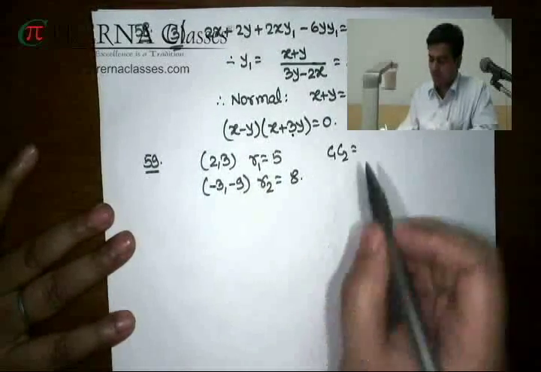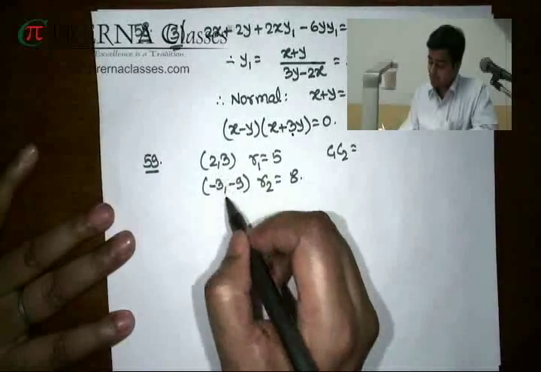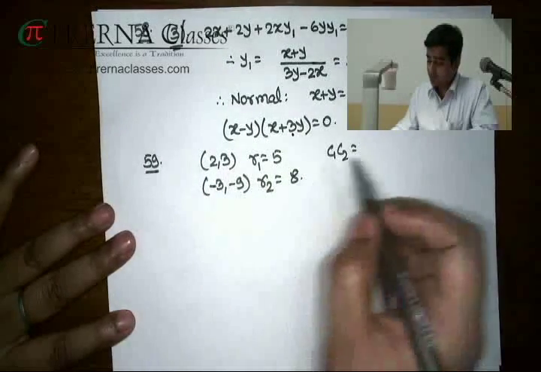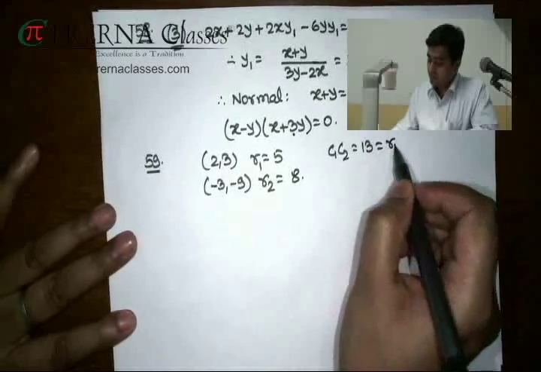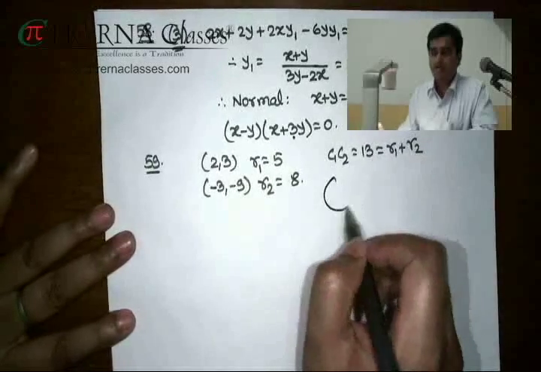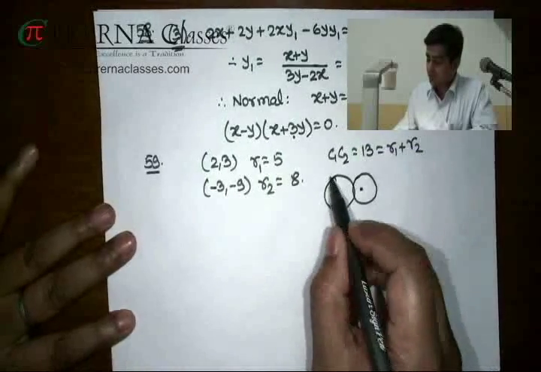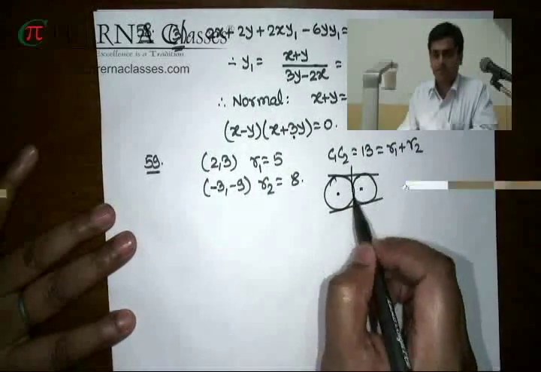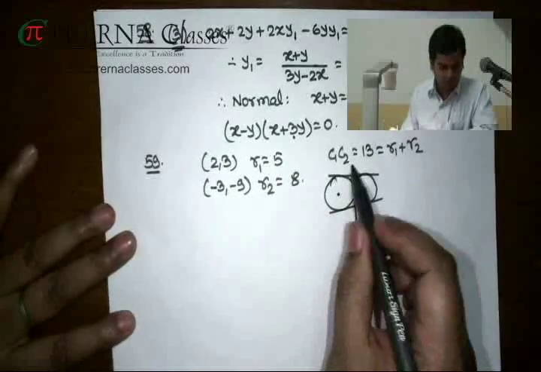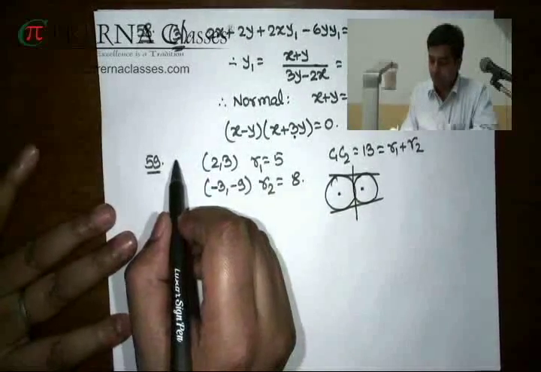In this case, if you look at this distance, that is going to be equivalent to 13, which is r1 plus r2. Clearly that implies the 2 circles are touching one another externally. That implies they have 2 direct common tangents and 1 transverse. Overall 3 common tangents, which is matching with option 2 of that problem.